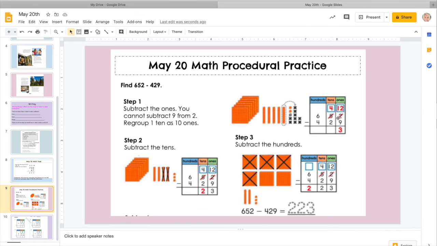Remember, both of these numbers are being changed. So make sure you're changing both of them. Whenever you borrow, you're taking one away and you're adding it somewhere else. Okay, that is step 1.